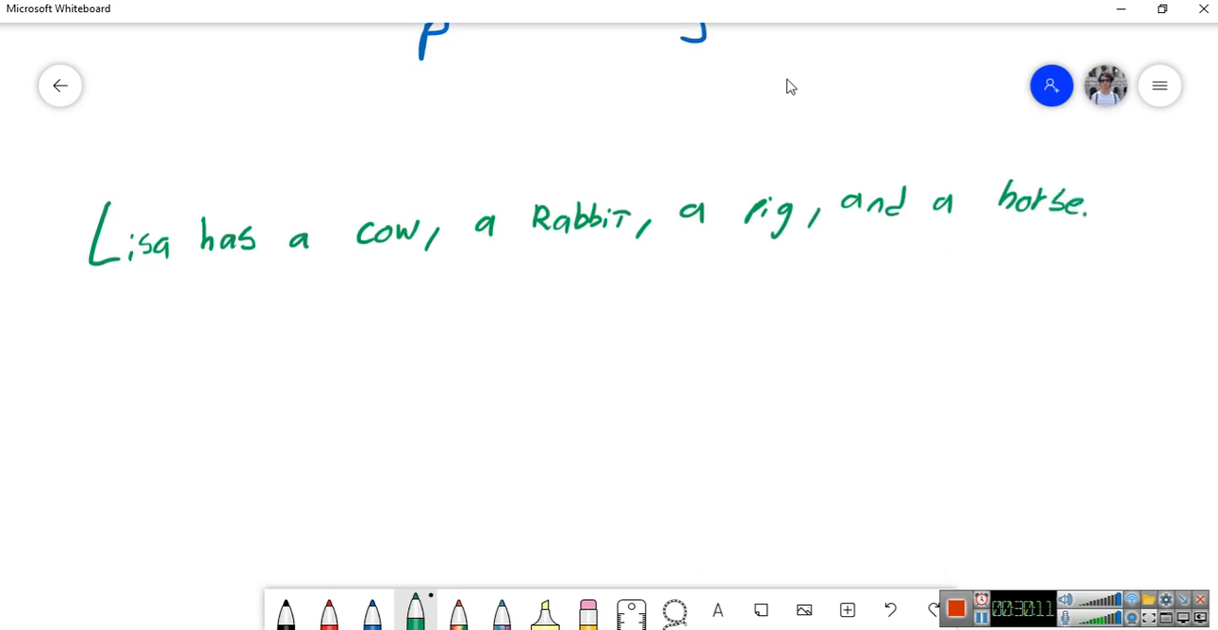Right now, I'm listing a list of items. Well, we have a cow, a rabbit, a pig, and a horse. Item number 1, 2, 3, and 4. That's why I use the commas. However, when I'm using the semicolon, we have something very similar, but with a little bit more information. Let me show you how that will look with semicolons.